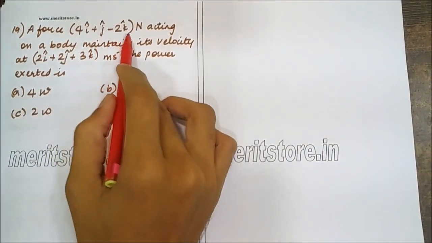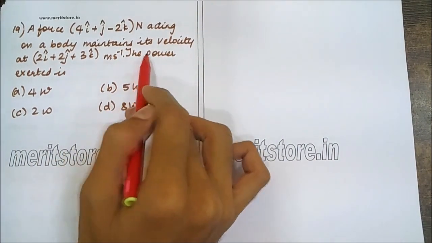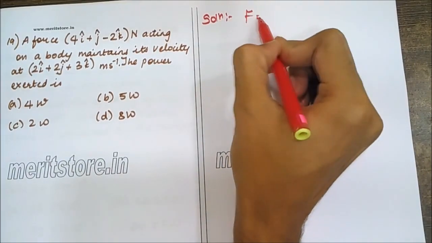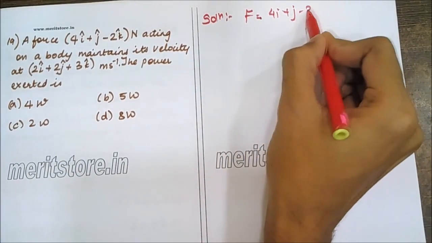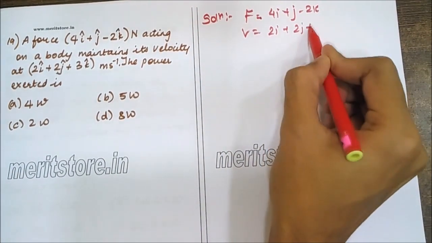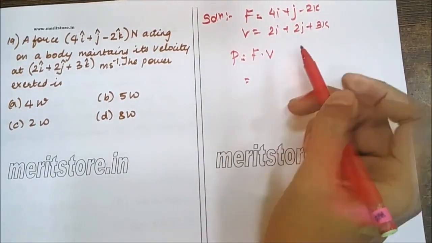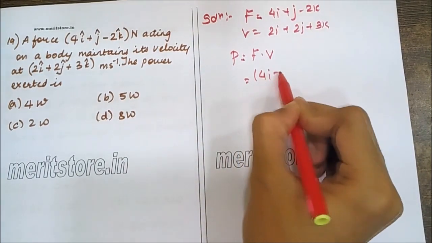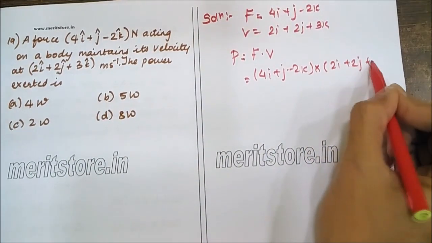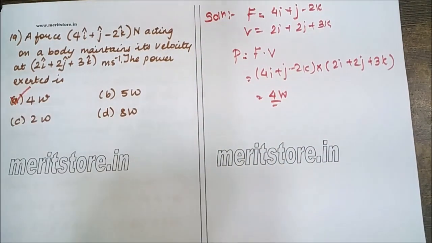A force of 4i plus j minus 2k acting on a body maintains its velocity 2i plus 2j plus 3k meters per second. The power exerted is? So we have force equals 4i plus j minus 2k and velocity equals 2i plus 2j plus 3k. Then we need to find the power, which equals force dot velocity. So that will be 4i plus j minus 2k multiplied by 2i plus 2j plus 3k. The answer will be 4 watts. Okay, so A is the correct option.